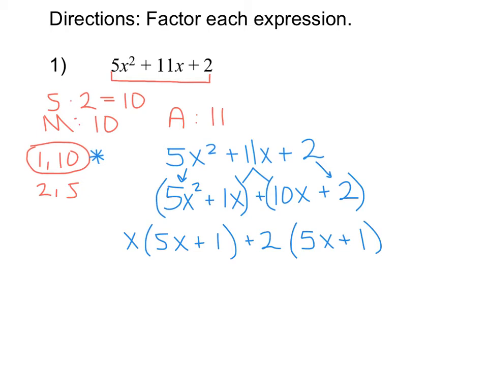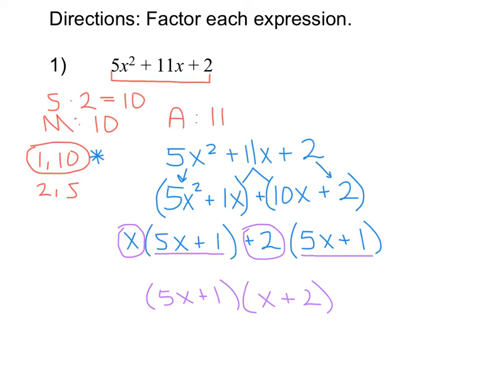Then we're going to write our two terms. Now what I like about doing factoring this way is I can always check my answer because in both of the terms we have a 5x plus 1. So that means that we factored it correctly. So my first term is going to be 5x plus 1, and then the second term, we're going to combine this x and this positive 2. So then our second term is going to be x plus 2. So our answer is going to be 5x plus 1 times x plus 2. Go ahead and pause the video and try number 2 on your own.